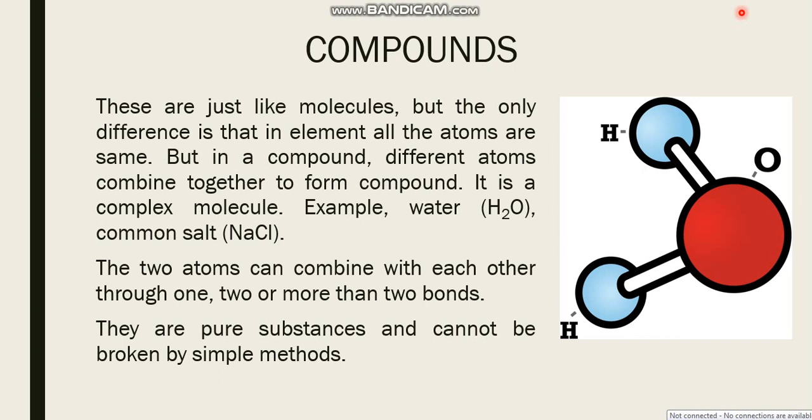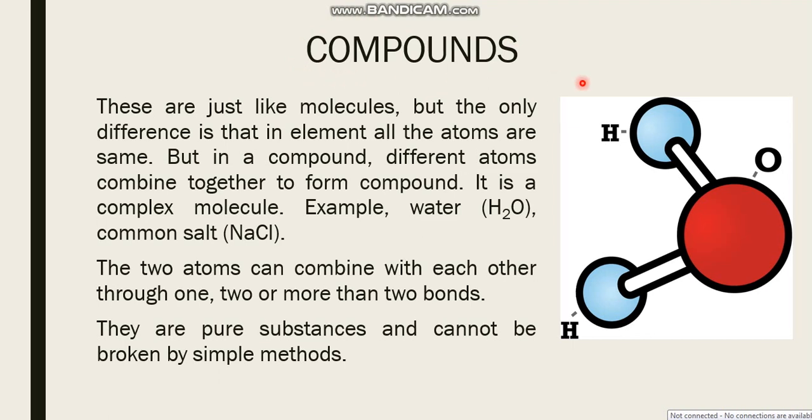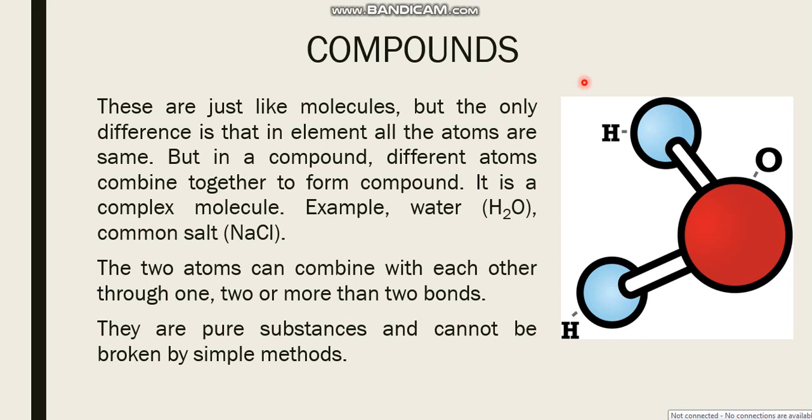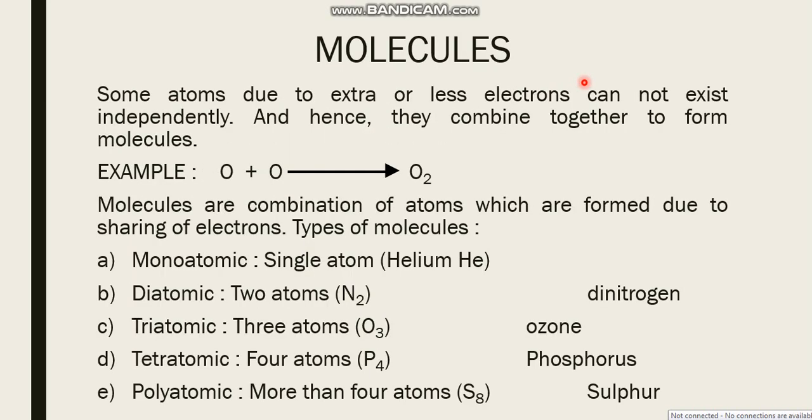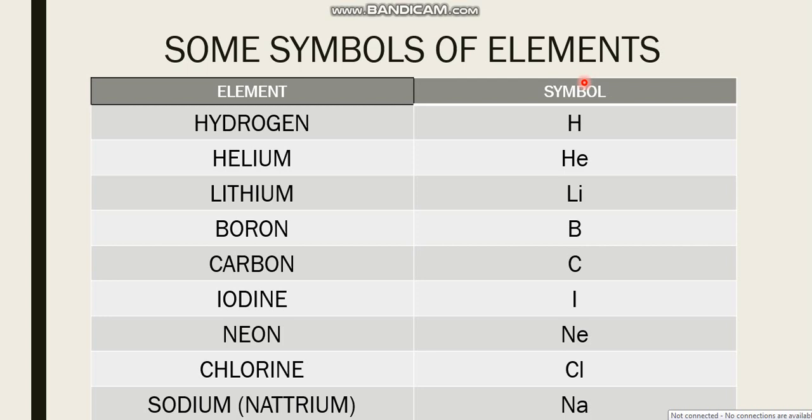Let's start again with our chapter, some important chemical compounds, and in that today we will discuss compounds. We already learned what is the meaning of element. In our previous class we already saw that an element is any name that is given to an atom, like hydrogen, helium, lithium, boron, carbon. These all are actually elements.